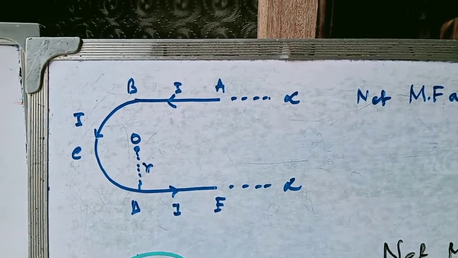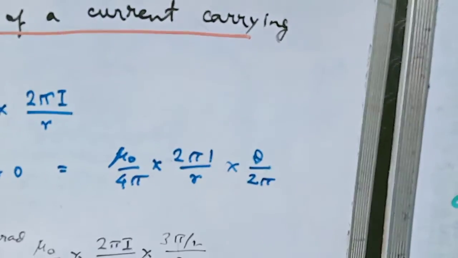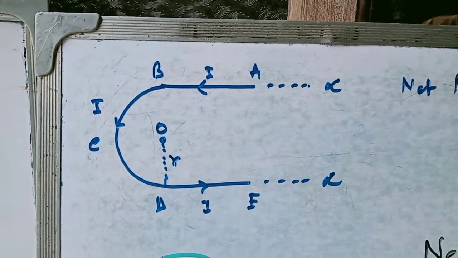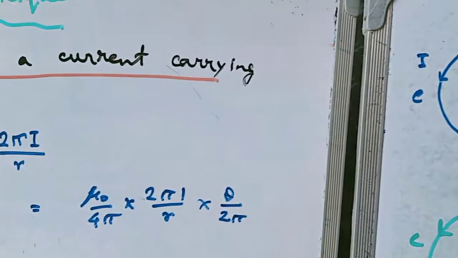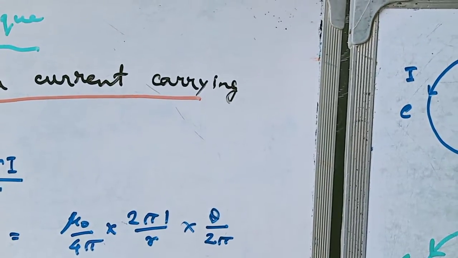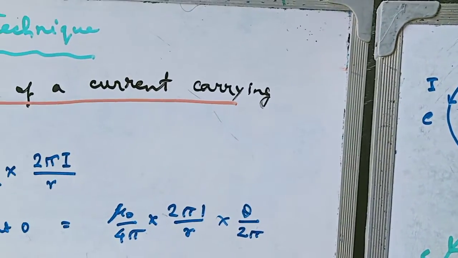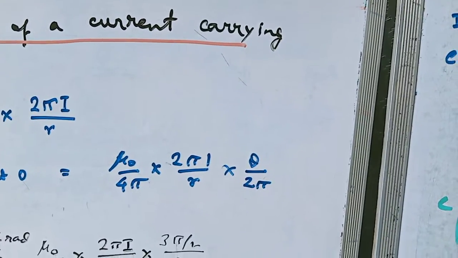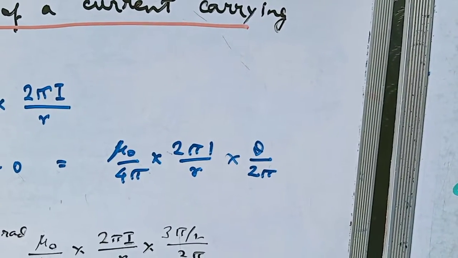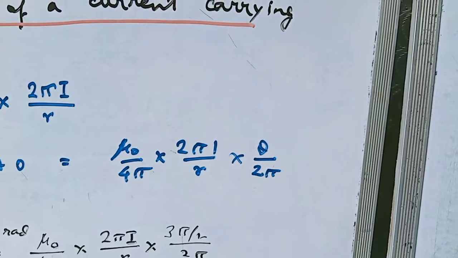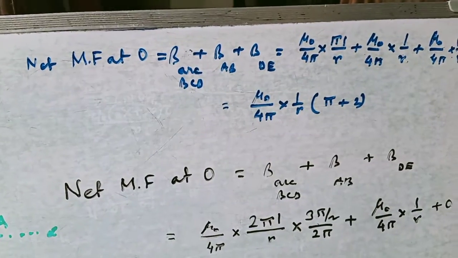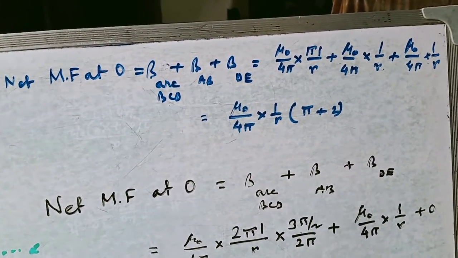For arc BCD, it is a semicircular arc. Again we will use this formula: mu naught by 4 pi into 2 pi r into theta by 2 pi. So here theta is equal to 180 degree. Placing 180 degree, you will get mu naught by 4 pi into 2 pi I by r into theta by 2 pi, where theta is equal to pi. So it will be pi by 2 pi. So for the arc BCD it will be mu naught by 4 pi, pi I by r.